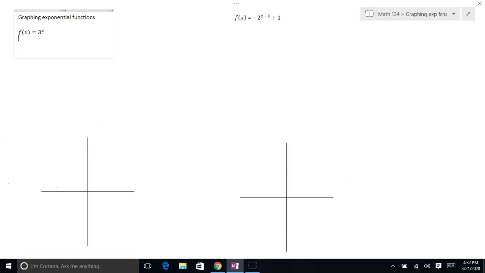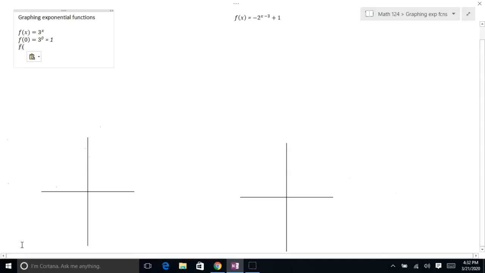So this is the only time we're going to pick points, and then after that, we won't have to anymore. Let's see, I'm going to start with f of 0. Very good place to start. f of 0 is 3 to the 0 power, so I'm going to put that 0 in the exponent. 3 to the 0 power, well, anything to the 0 power is 1. So now I have a point at (0, 1).